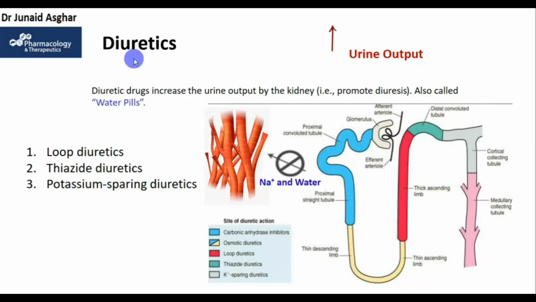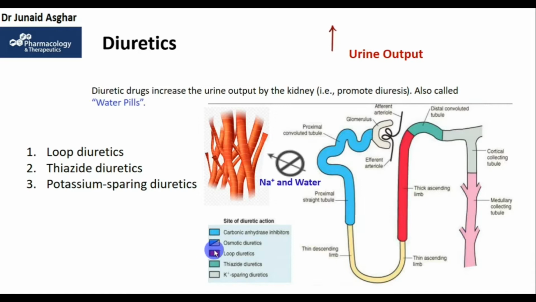Let's start with diuretics. Now, diuretic drugs increase the urine output by the kidneys, which means they promote diuresis, and therefore they are commonly known as water pills. Now, you already know that if the kidney excretes sodium, then water excretion will also increase. Most diuretics produce diuresis by inhibiting the reabsorption of sodium into the blood. Therefore, the sodium and the water remain in the nephron, and finally are excreted out.